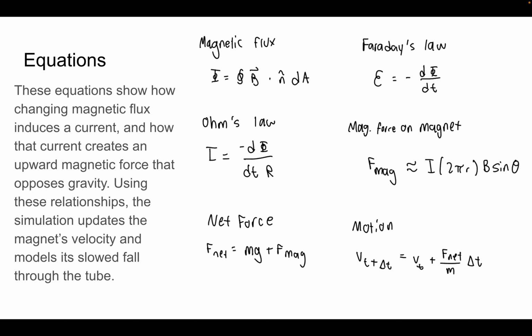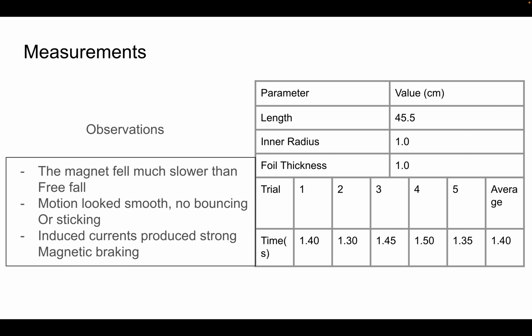Here are some of the equations. These equations show how changing magnetic flux induces a current and how the current creates an upward magnetic force opposing gravity. The simulation updates the magnet's velocity and models its slow fall through the tube.